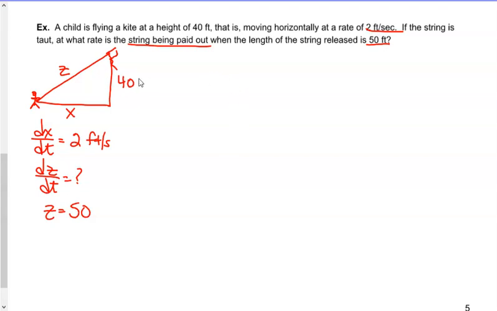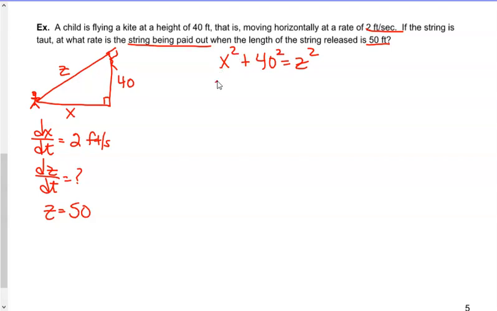Step 2 is to write the equation for our relationship here. This is another right triangle. So hopefully the Pythagorean theorem is one that is in your mind right now. So we are going to then go x squared plus 40 squared equals z squared. Now again, I can put the 40 in because it's never changing. If something is changing, you better keep it as a letter. So there's my relationship.